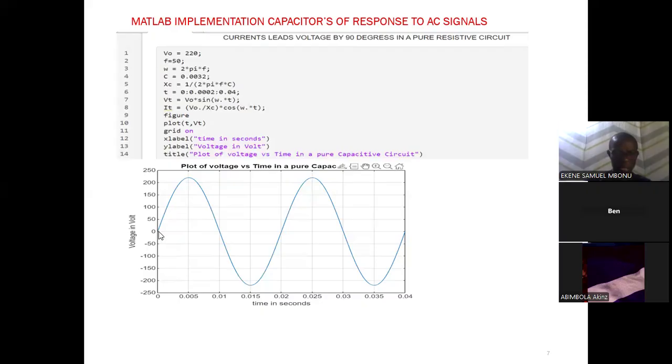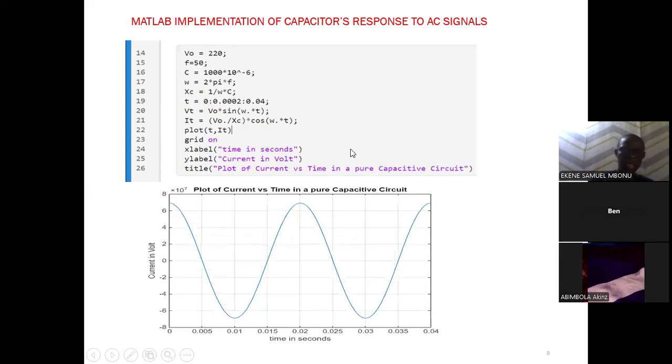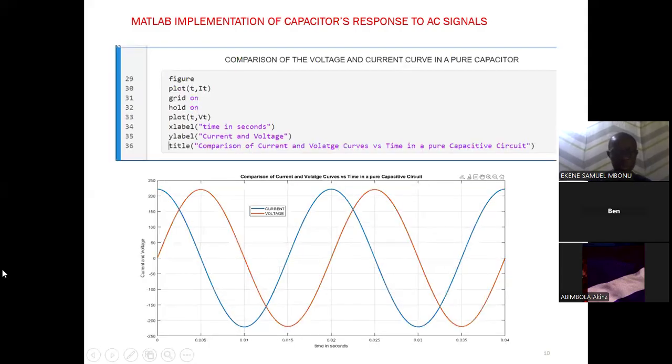We move on. When we get to the data of current, still the same thing. You will notice that at time 0, current is at maximum. When you combine the two graphs, this is the graph of current and voltage on one graph. Is it the yellow one or brown one now? The brown color is voltage, while the blue color is the current.